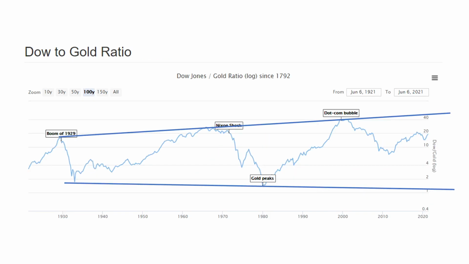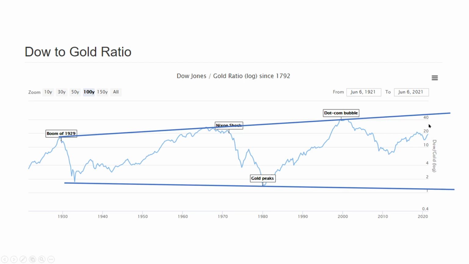And then the Dow to gold ratio, we are up around 20. It's on the expensive side for the Dow. This very well could go all the way back up to super bubble territory. It could. Doesn't mean it will. But at some point, I'm expecting this to turn and go back down and head back here.